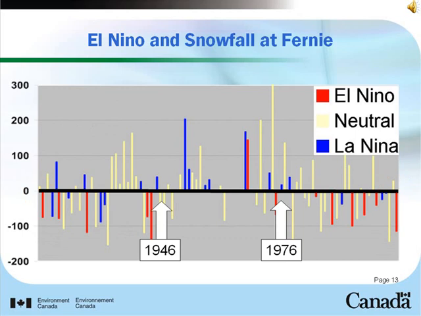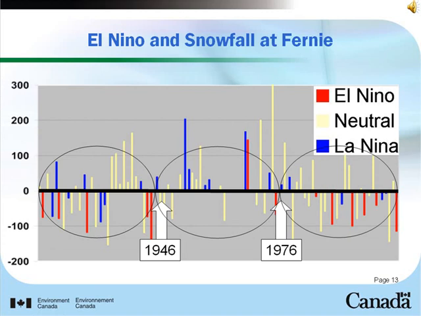If you look closely at the graph prior to 1946, you'll notice that all of the El Niño years show below normal snowfall. From 1946 to 1976, there are fewer El Niños, and all the La Niña years show above normal snowfall. After 1976, El Niños dominate again, and snowfalls were below normal for each and every El Niño year.